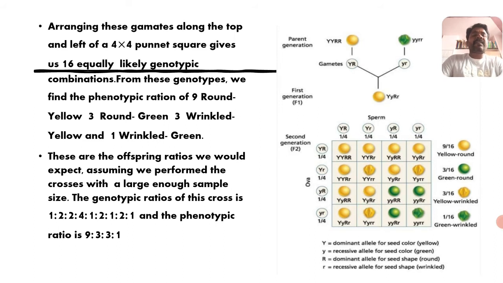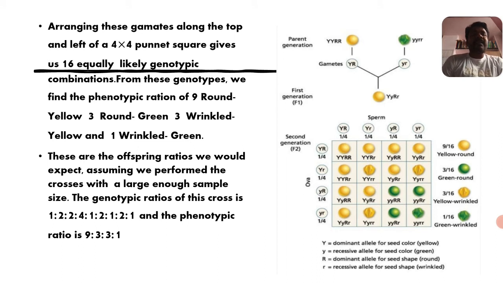Those 9 are round with yellow seed, 3 are round with green seed, another 3 are wrinkled with yellow seed, and 1 is wrinkled with green seed. Out of 16, the ratio is 9 to 3 to 3 to 1 here. The 9 refers to round with yellow, then round with green, then wrinkled with yellow, and finally wrinkled with green. Out of 16, 9 are round yellow, 3 are round green, 3 are wrinkled yellow, and 1 is wrinkled green. The total is 16.